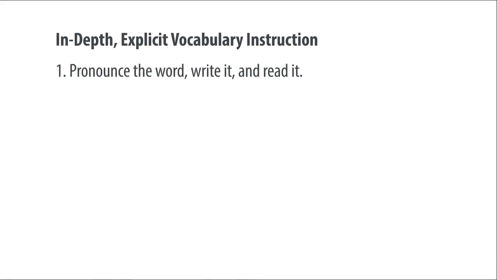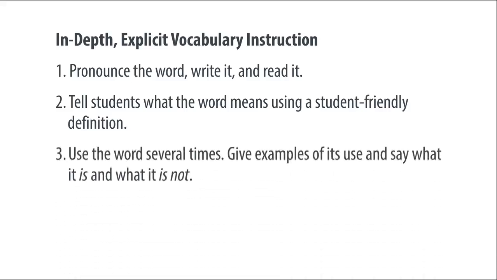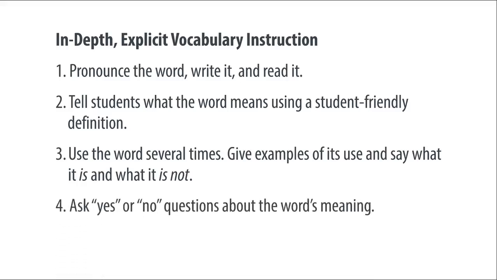Recall the steps for conducting in-depth, explicit vocabulary instruction. Pronounce the word, write it, and read it. Tell students what the word means, using a student-friendly definition. Use the word several times. Give examples of its use and say what it is and what it isn't. Ask yes or no questions about the word's meaning. Finally, elicit word use by students.